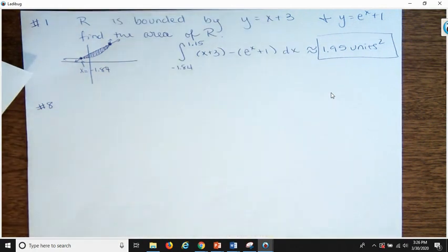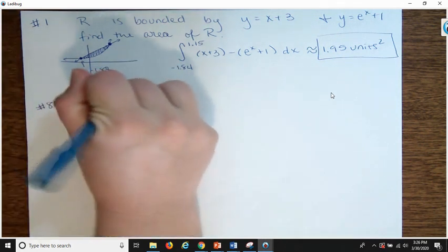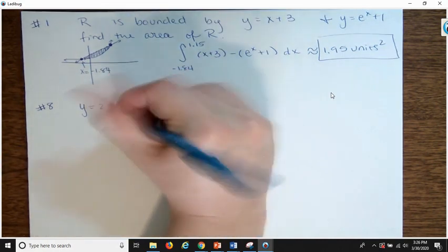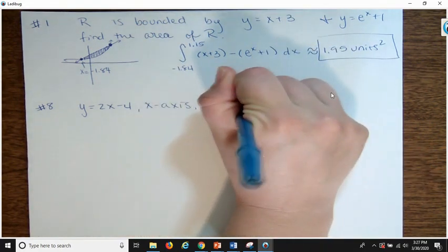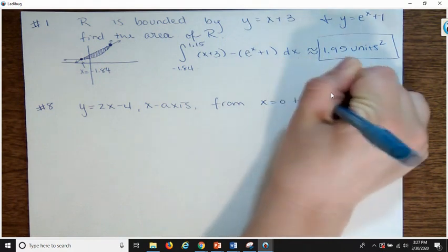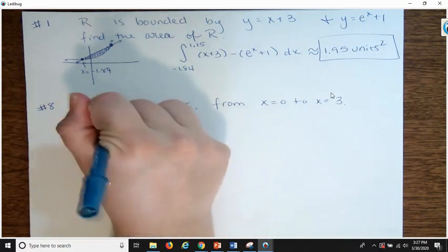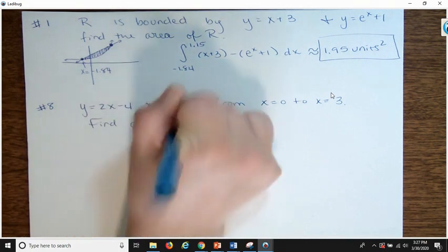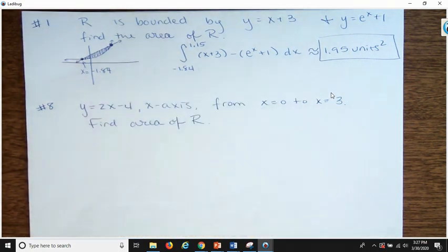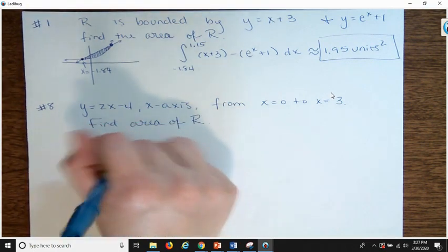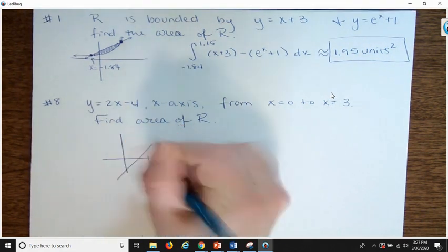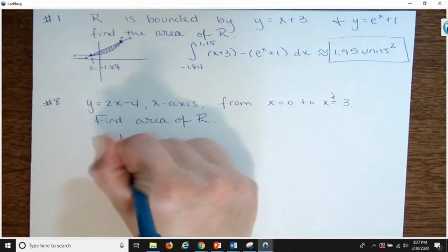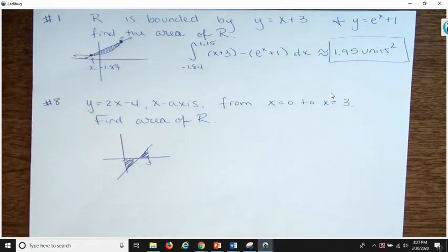I'm sorry. So then number 8, it gives us the function y equals 2x minus 4. It tells you the region is between this, the x-axis, and it goes from x equals 0 to x equals 3, and it wants you to find the area of R. This is like a shorthand version of the question, sorry. And this one gives you the picture. So it is something like this, where it has 3 here, and it wants you to find the area of this shaded region right here.